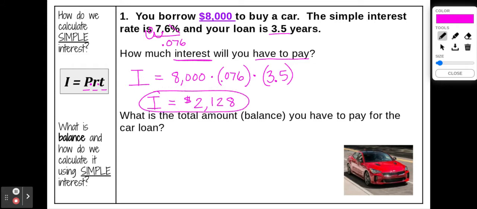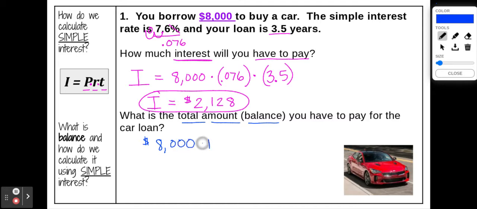Now, what's more important is the total amount of money that you end up paying the bank back. Let's switch colors for this. Okay, what's the total amount? What's the balance that you're going to have to pay for the car loan? How do you think we're going to find that? Well, we borrowed $8,000 from the bank, right? So don't you think we're going to have to pay that back? Yep, we're going to have to pay that back.